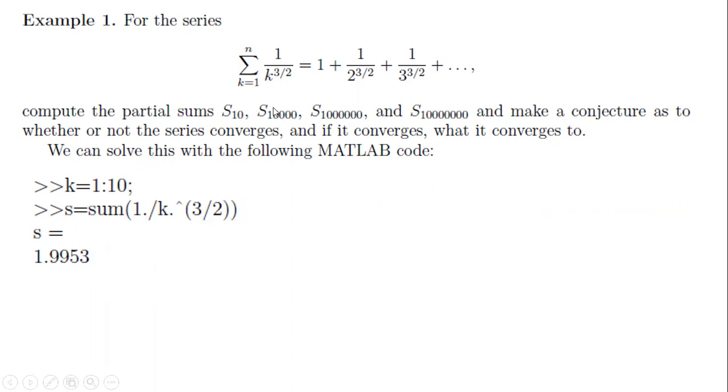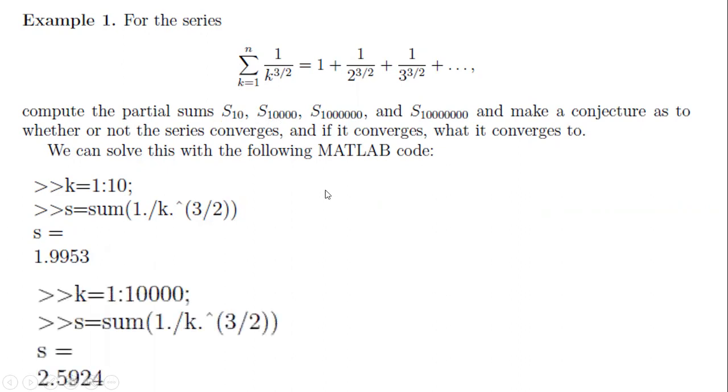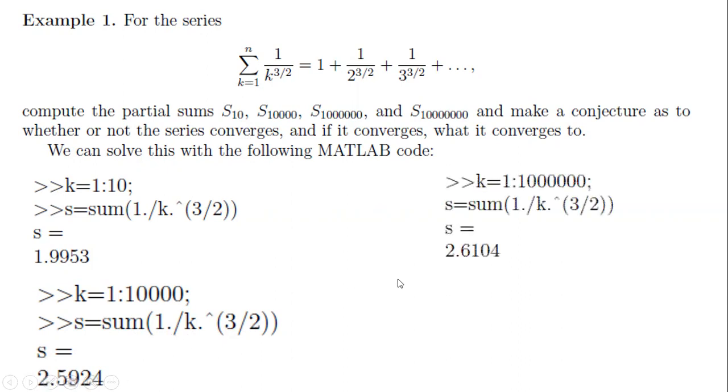Similarly, to determine the partial sum S sub 10,000, we define the k values 1 to 10,000, and S equals the sum of the given terms, or in this case, the series. This will give us an S value of 2.5924. Next, this time the k value is 1 to 1 million. Using the same sum function, this will give us an S value of 2.6104.